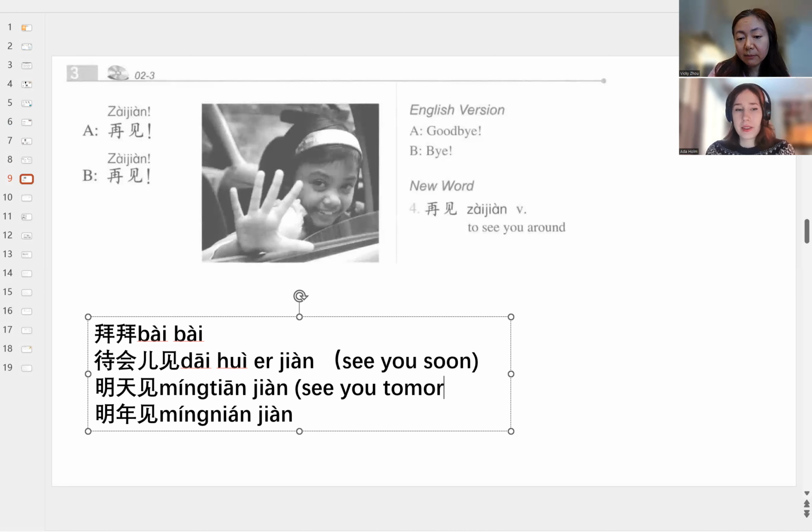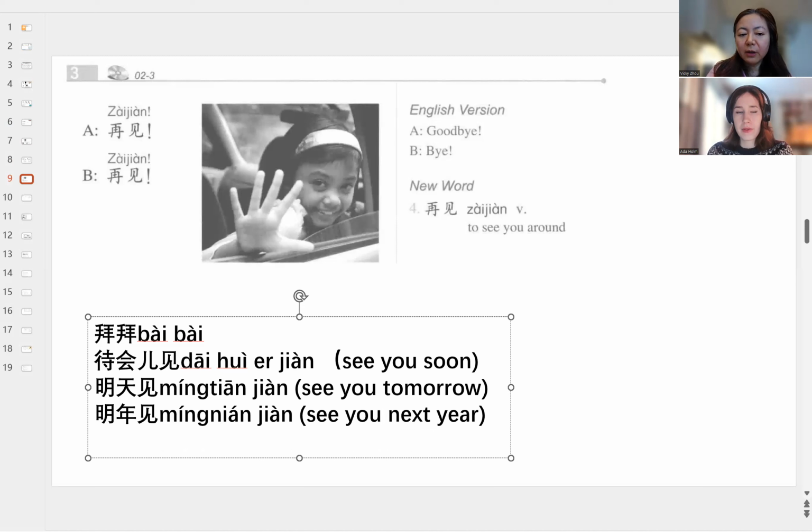明天见. If we say, see you next year, 明天见. No, for if we say today is 今天是星期三, 如果我们想说 see you on Friday, how do we say it?